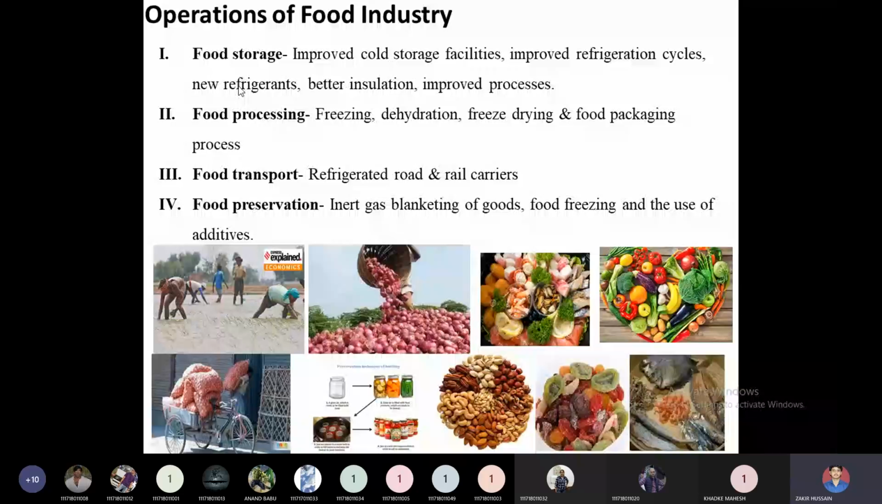The next process is, if the food can't be stored for a long period of time, we will process that food into some value added products.